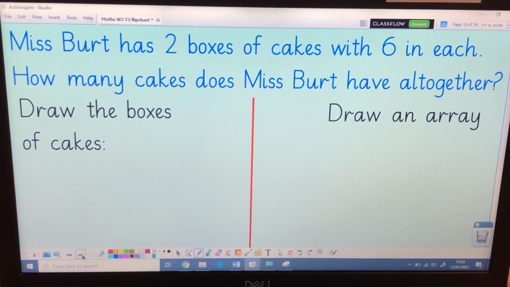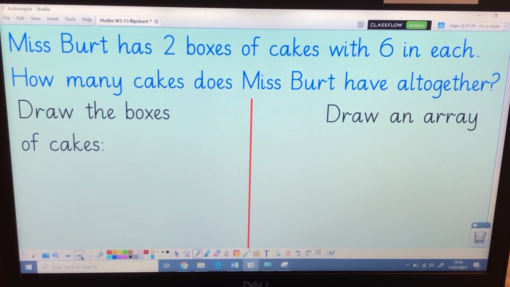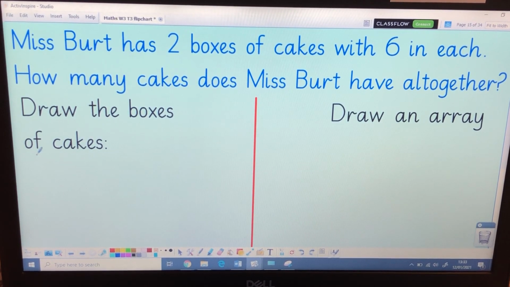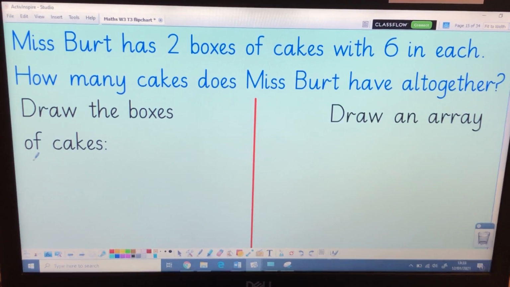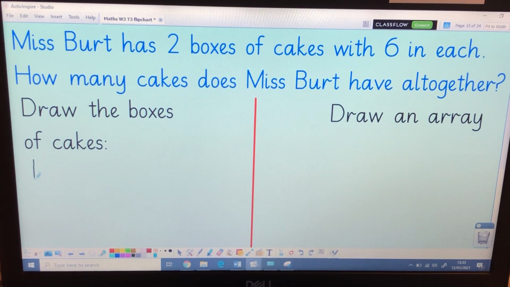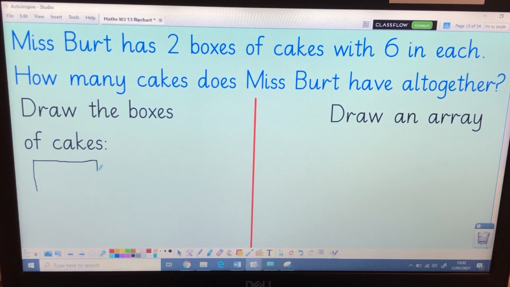Now we've got the same word problem on the screen, but I split my screen into 2. On one side it says we could draw the boxes of cakes to work out the answer, or we could draw our array. So I'm going to show you both ways, because some children might need the pictures to help them and some children might need to draw the array to help them. So I'm going to draw my boxes of cakes. So here is 1 box of cakes and here is 2 boxes of cakes.